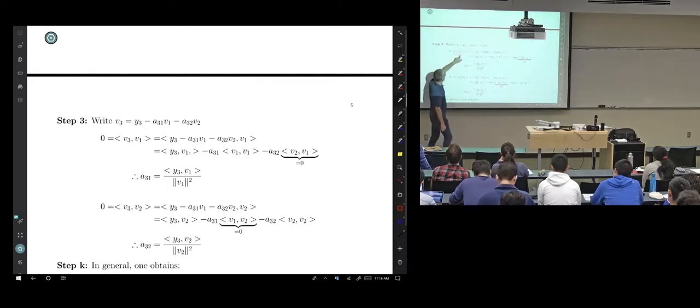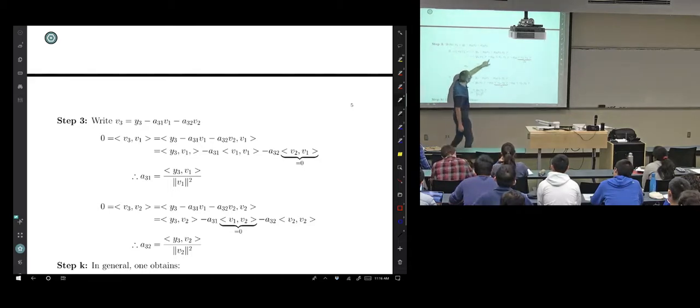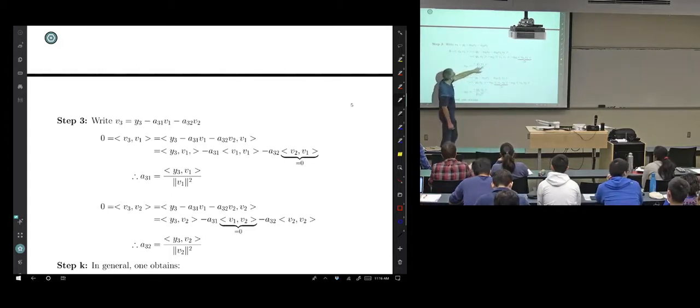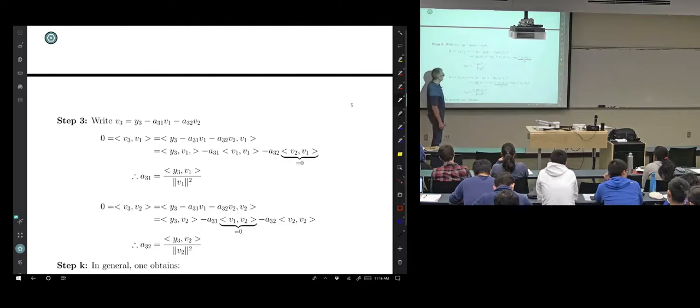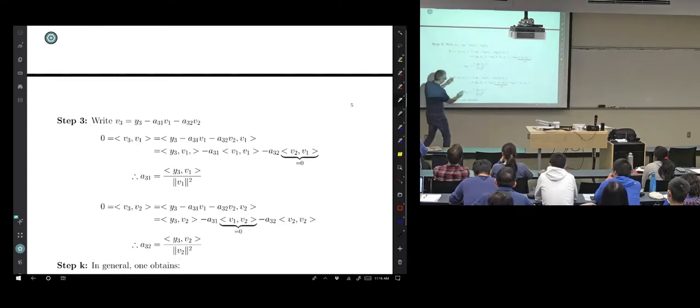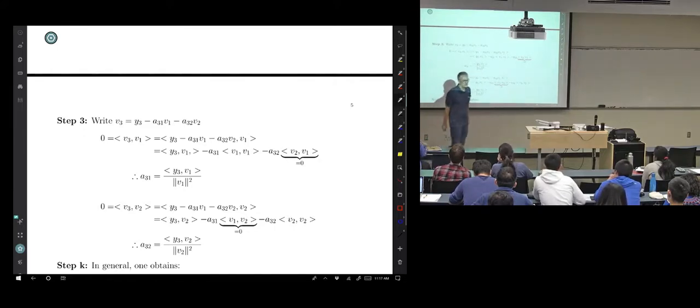So just go home and substitute in V3 and expand it, and then use the fact that I already have V1 and V2 being orthogonal. V1, the inner product with itself, that's the norm squared, and I just solve for A31, and I do the same thing for A32. And then, am I dividing by 0? And the answer is no. Y1 and Y2 are linearly independent, hence V1 and V2 are linearly independent. Neither one can be 0. So you just prove that you're never dividing by 0 recursively.